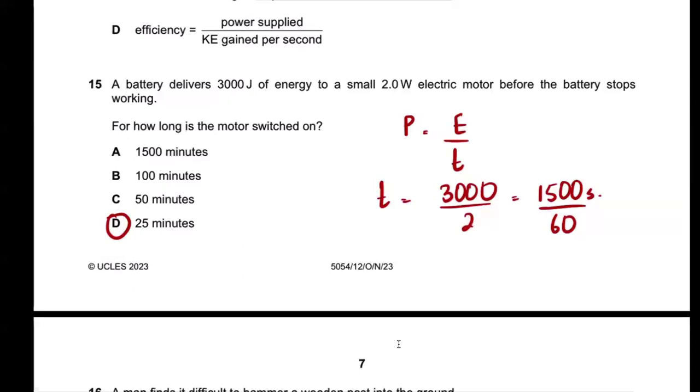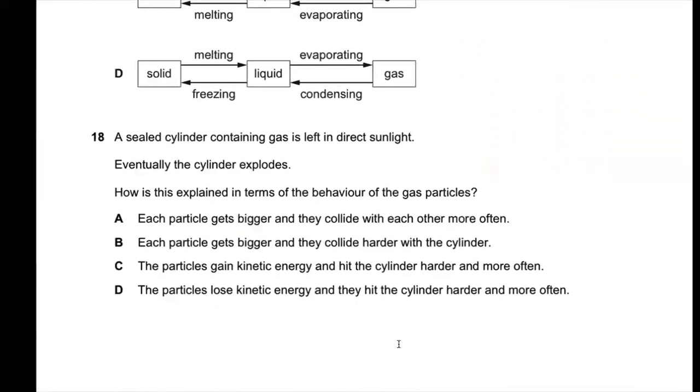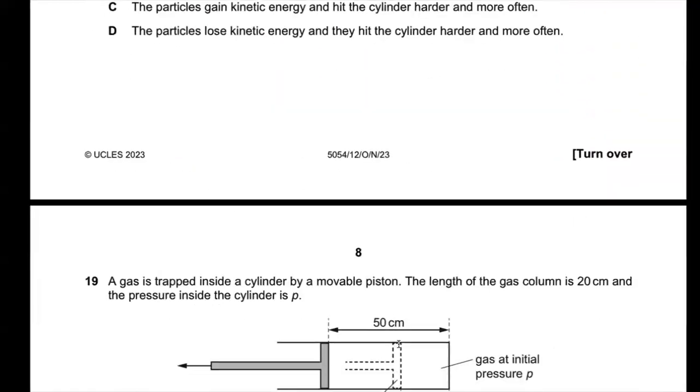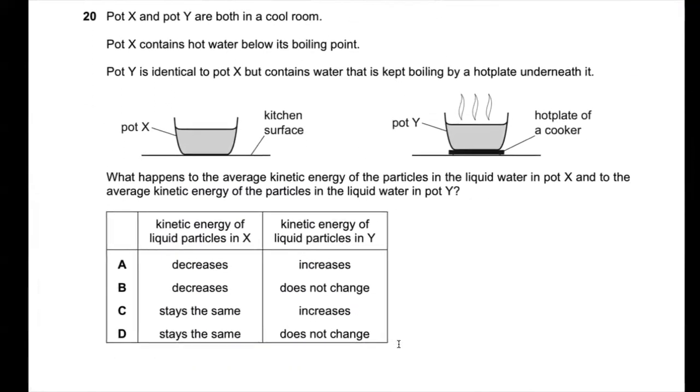All right. Let's now look at this one. Pod X and Y are both in a cool room. Pod X contains hot water below its boiling point. Pod Y is identical to Pod X but contains water that is kept boiling by a hot plate underneath it. What happens to the average kinetic energy of the particles in liquid water in X and the average kinetic energy of particles in Y? This is really a good question.